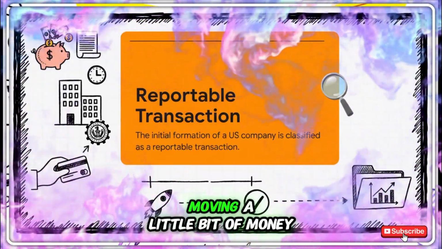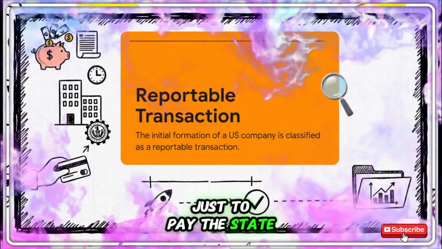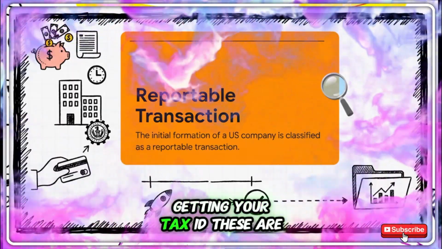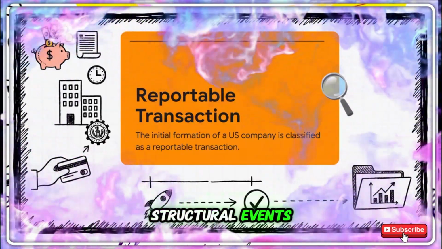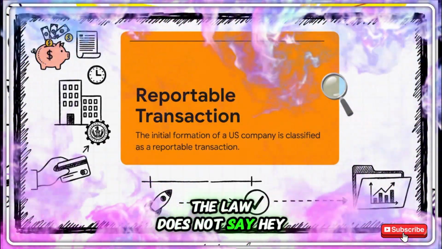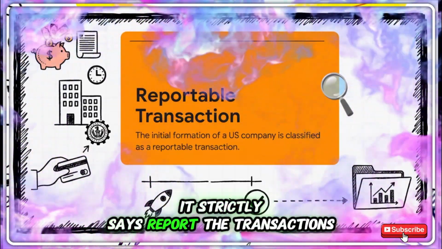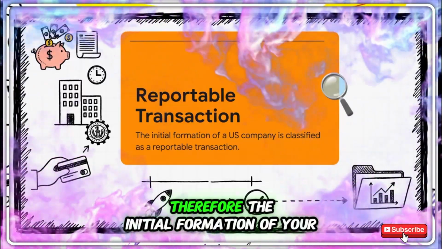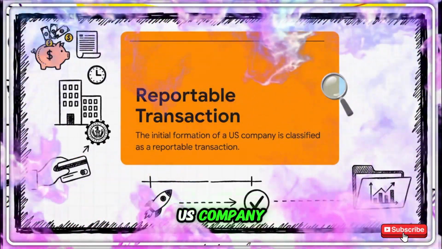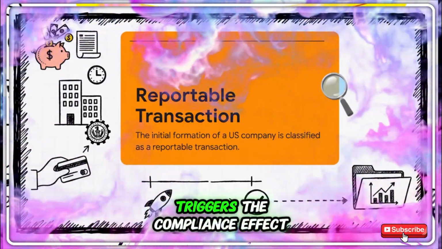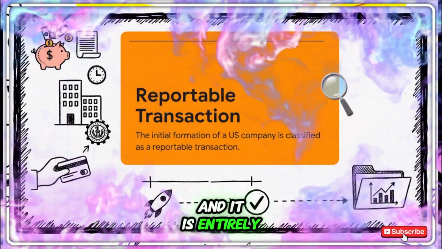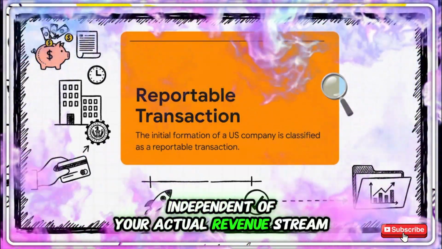Establishing the entity, moving a little bit of money just to pay the state registration fee, getting your tax ID, these are structural events. The law does not say, hey, report to us when you finally make a profit. It strictly says report the transactions. Therefore, the initial formation of your US company is the exact cause that triggers the compliance effect, and it is entirely independent of your actual revenue stream.